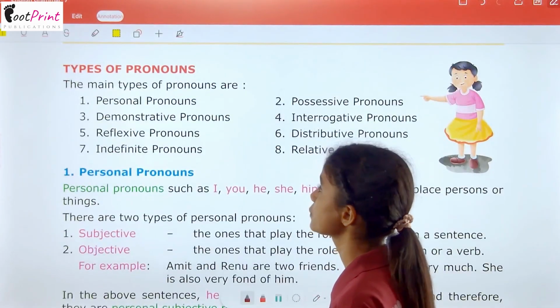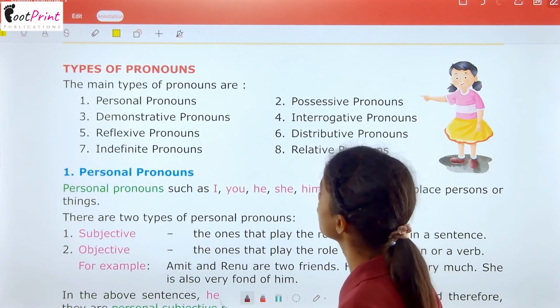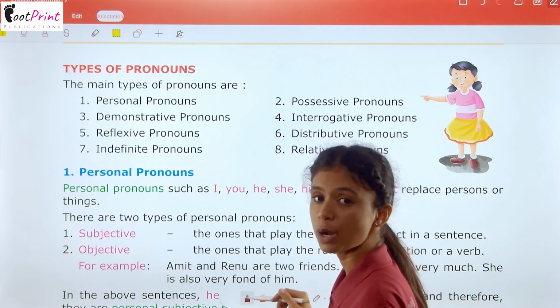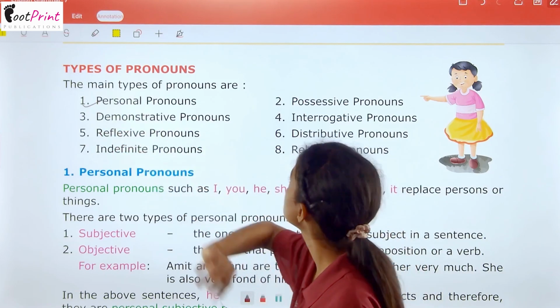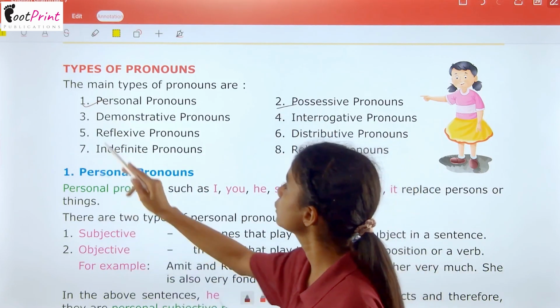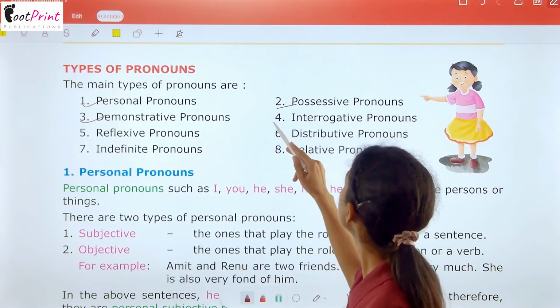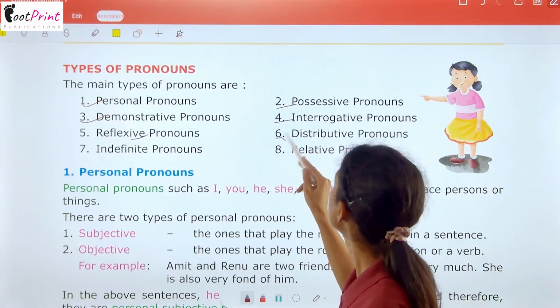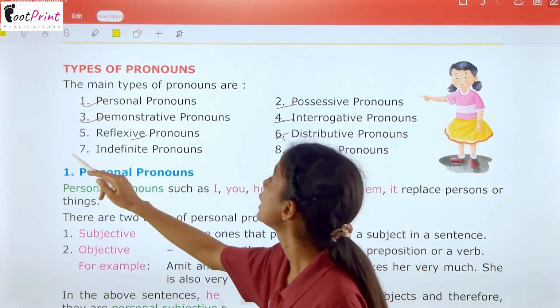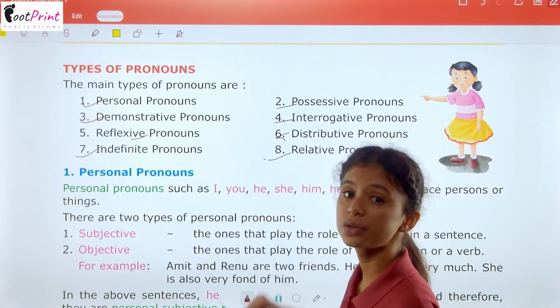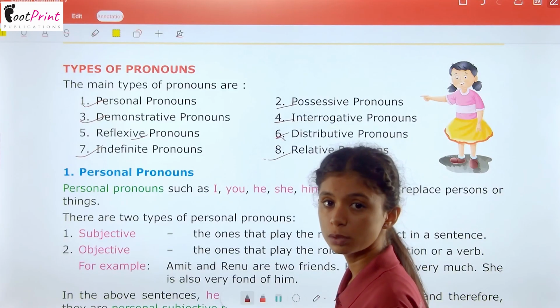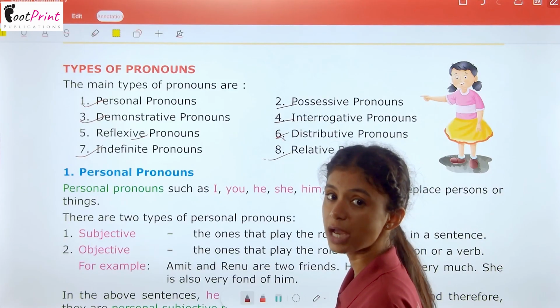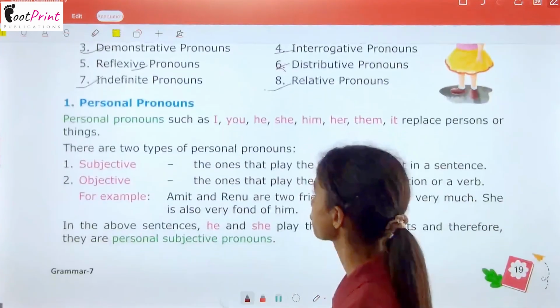Now, here we have some types of pronouns. Let's read about them. The main types of pronouns are personal pronoun, possessive pronoun, demonstrative pronoun, interrogative pronoun, reflexive pronoun, distributive pronoun, indefinite pronouns and relative pronouns. So, in total we have 8 types of pronouns here.